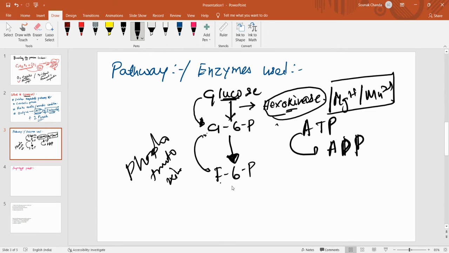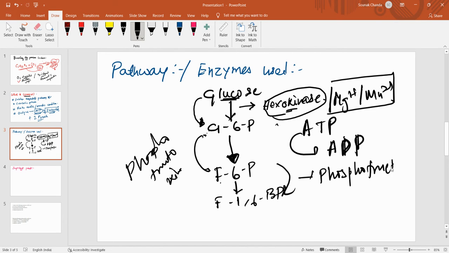Next, this fructose 6 phosphate will convert into fructose 1,6 bisphosphate. The enzyme that helps in the regulation from fructose 6 phosphate to fructose 1,6 bisphosphate is phosphofructokinase. And again, this fructose 1,6 bisphosphate will convert into glyceraldehyde 3 phosphate.